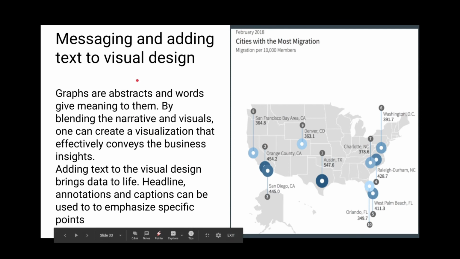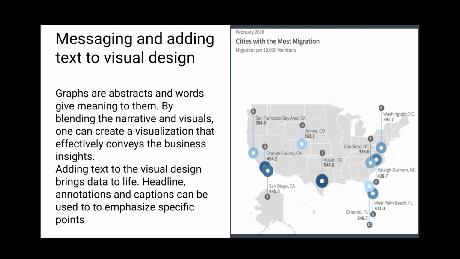The second aspect is messaging and adding text to visual design. Graphs are all abstract, and words give meaning to them. By blending the narrative and visuals, one can create a visualization that effectively conveys the business insight.